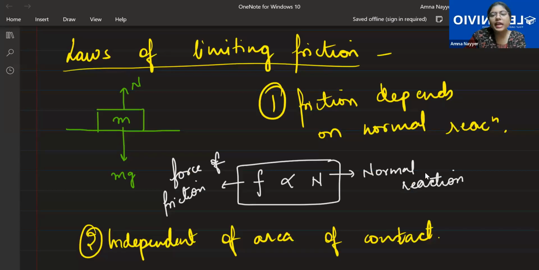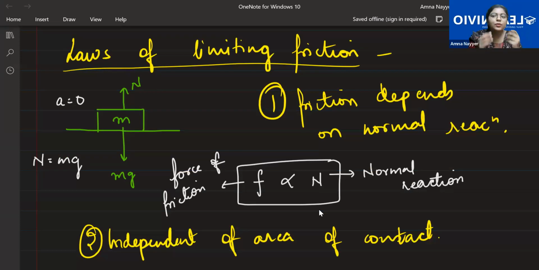Now, if your normal reaction is equal to something in a certain case, then you can equate. Like in this case, if the body is at rest, let's say the acceleration is 0, then we can say N is equal to mg. So our friction force will depend on mg. But that is not necessary. Will the normal reaction balance mg every time? That's not fixed. So you have to remember frictional force depends on the normal reaction.